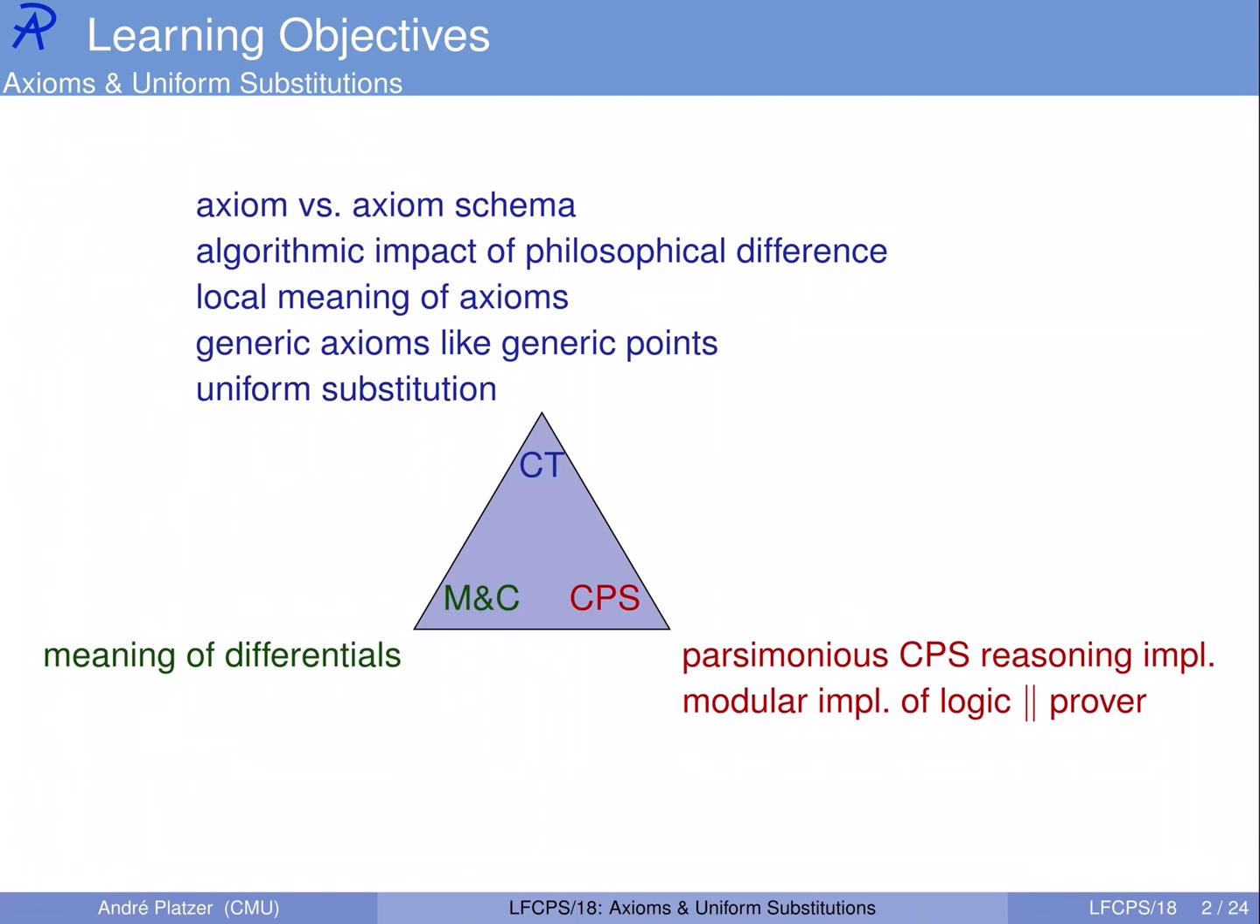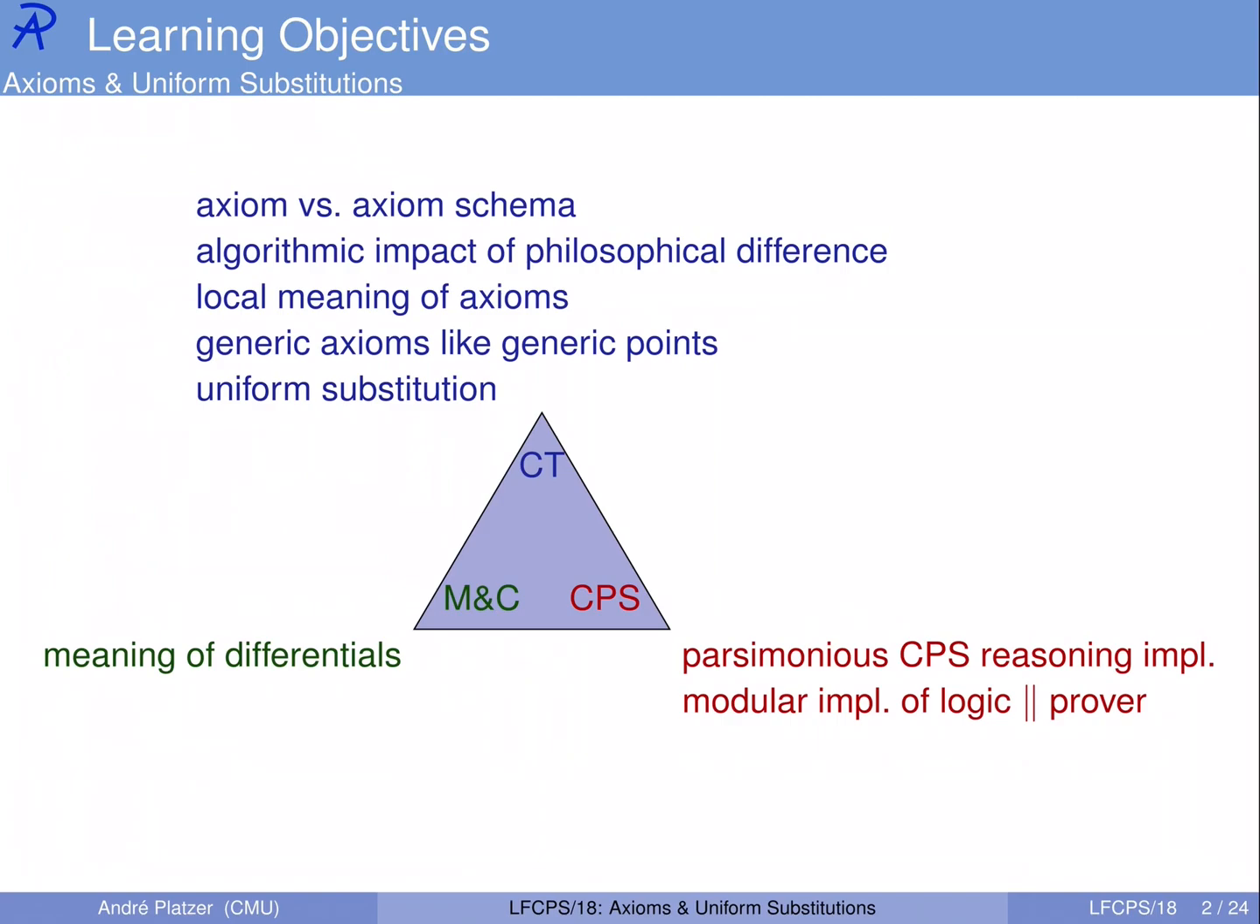From the computational thinking side, we explore the relationship and also fundamental difference of axioms versus axiom schemata. This philosophical distinction, whether you believe in one formula or in an infinite family of formulas, turns out to have a significant algorithmic impact on the style of implementing hybrid systems reasoning. And the chapter also explores the local meaning of axioms, which you can understand in different ways as a relationship from generic axioms, which are like the generic points of algebraic geometry. But that's just a side note.